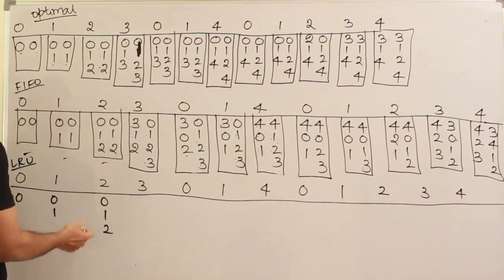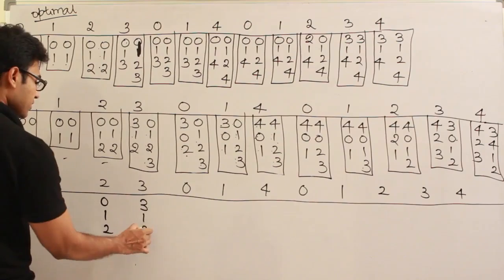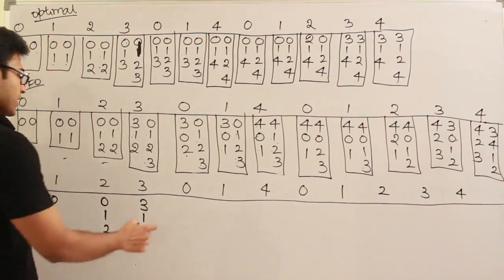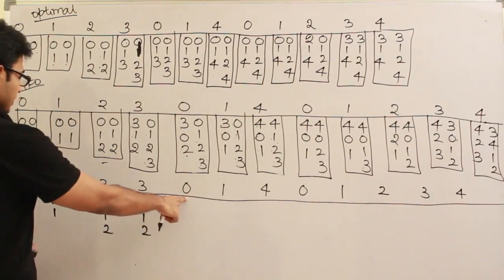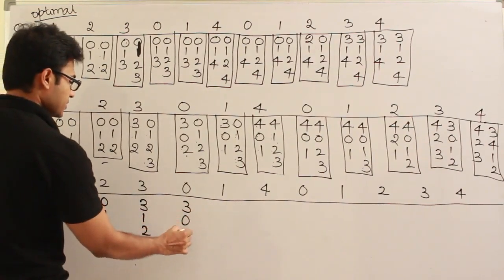Now 3 is referred. Now which one has to be brought in? The one which is least recently used. So 0 is least recently used, therefore 0 will be replaced. So I get 3 1 2, right? And now again 0 is required, and which one is least recently used? 1, therefore 1 will be replaced, then I get this.